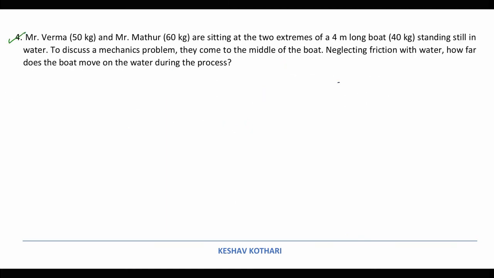So we are dealing with problem 4. Mr. Verma, having a mass of 50 kg, and Mr. Mathur, 60 kg, are sitting at the two extremes of a 4-meter long boat having a mass of 40 kg, standing still in water. To discuss a mechanics problem, they come to the middle of the boat. Neglecting friction with water, how far does the boat move on the water during the process? So if I consider this problem, we are drawing a boat like this.